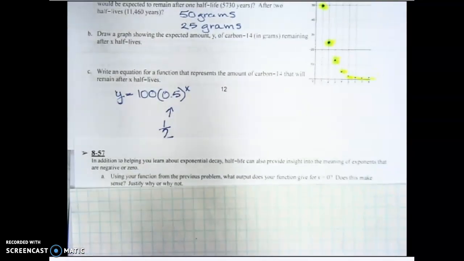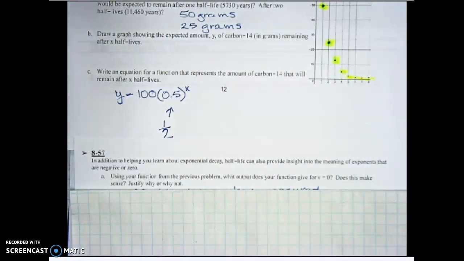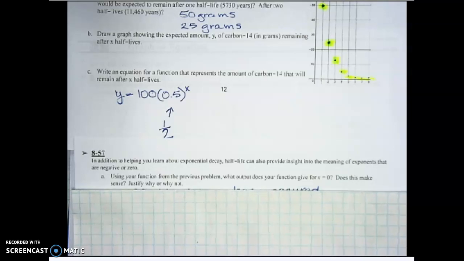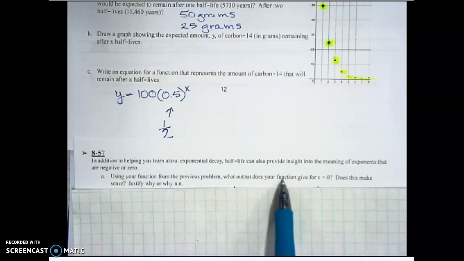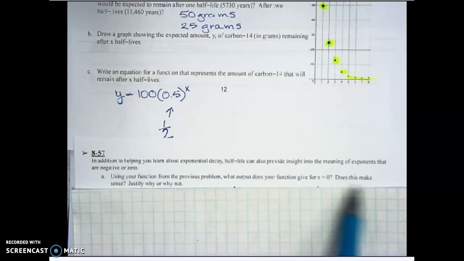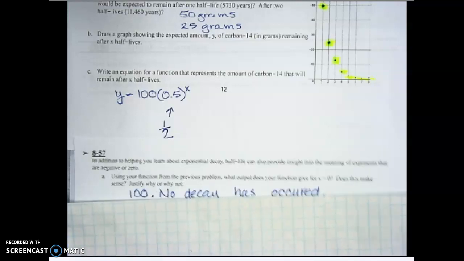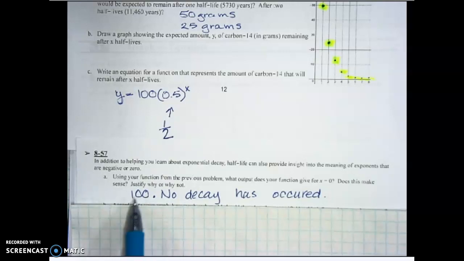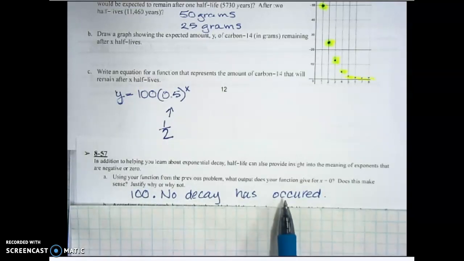Okay. Question 57 says, in addition to helping you learn about exponential decay, half-life can also provide insight into the meaning of exponents that are negative or zero. Using your function from the previous problem, what output does your function give when x is 0? Does this make sense? Justify why or why not. If your exponent is 0, that means the trial hasn't started yet. You're starting with 100. No decay has happened. Okay? So you're starting with your 100.